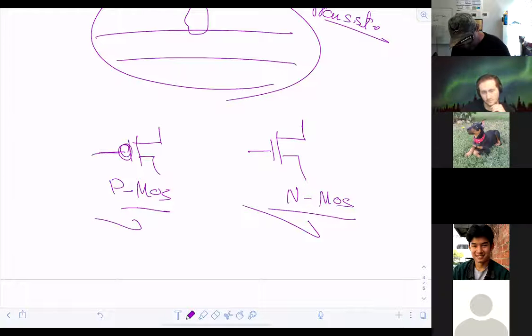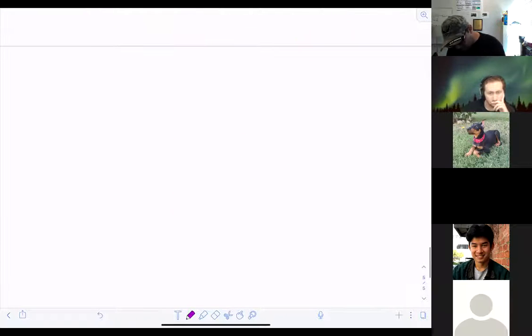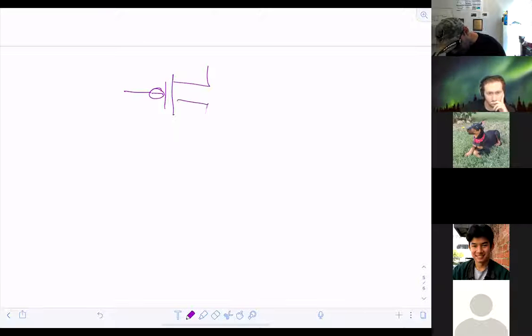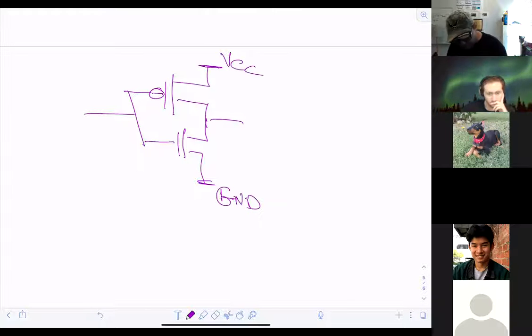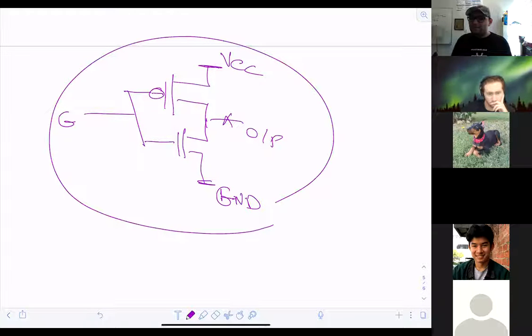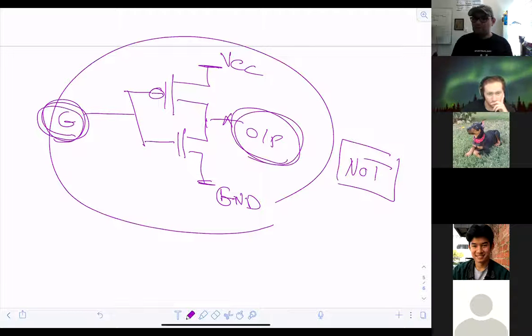PMOS, and this is holding holes and this is holding electrons. This one has a circle like this. Then they said, what if we put them together to build the CMOS? So they came up with this, which is basically one positive, one negative, and they connect them together like that. Here is the ground. Here is the VCC voltage. Here is the gate, and here is the output. And they studied that characteristic. They found this circuit is acting exactly like a NOT gate. So if you put an input here, it will be flipped here as an output.